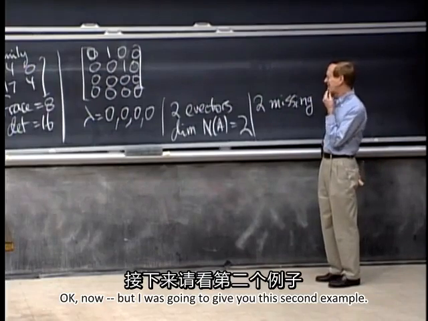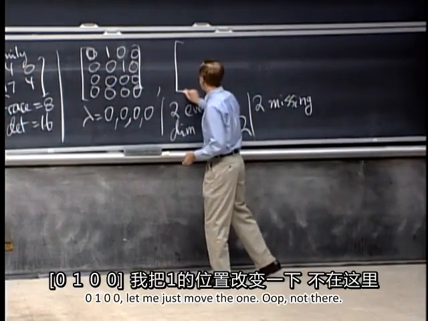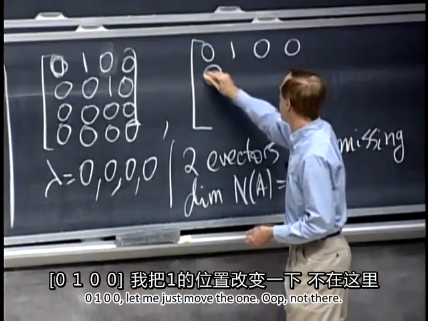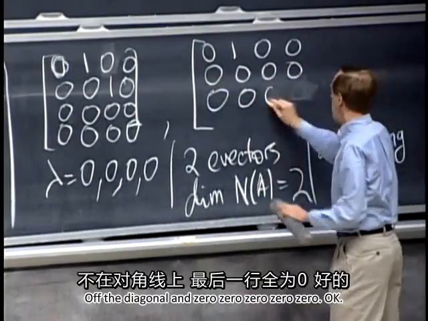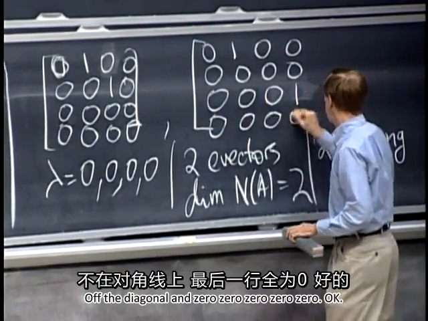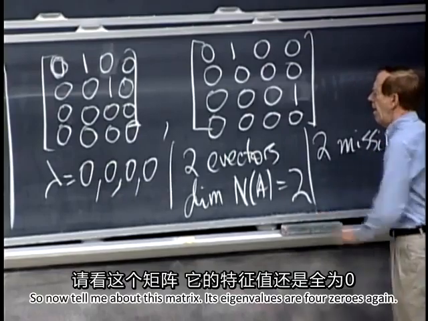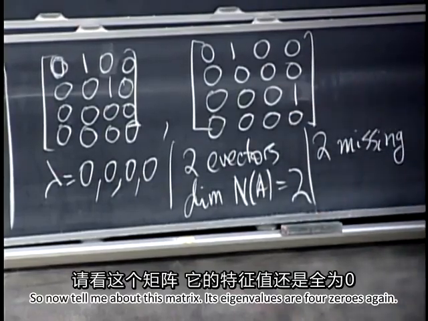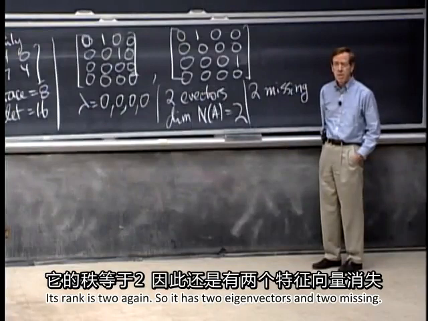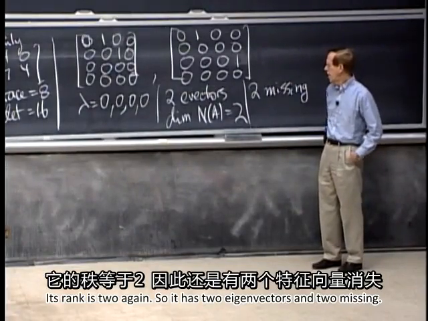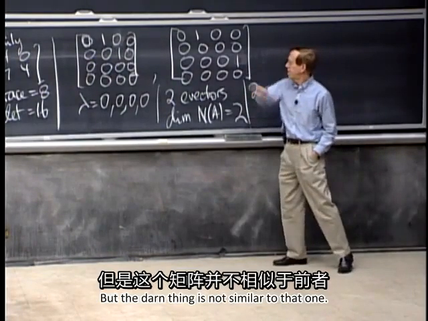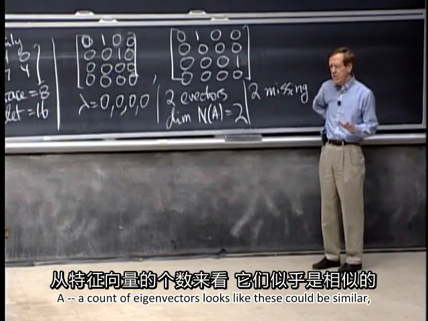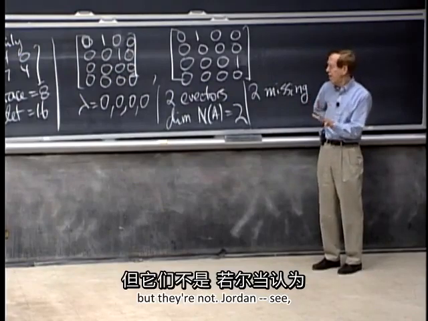Now, I was going to give you this second example. 0, 1, 0, 0. Let me just move the 1. Not there. Off the diagonal, and 0, 0, 0, 0. Okay. So now tell me about this matrix. Its eigenvalues are 4 zeros again. Its rank is 2 again. So it has 2 eigenvectors and 2 missing. But the darn thing is not similar to that one. A count of eigenvectors looks like these could be similar, but they're not.